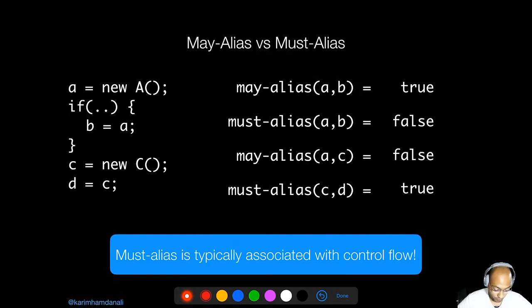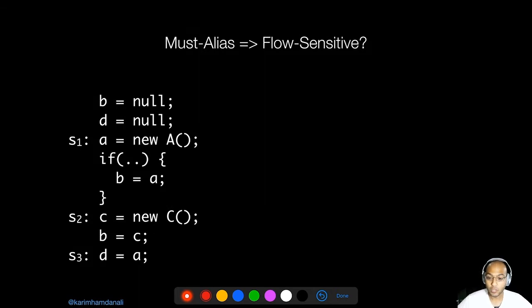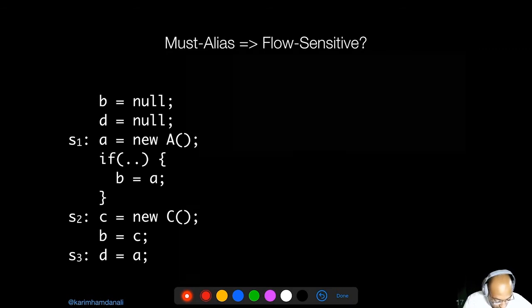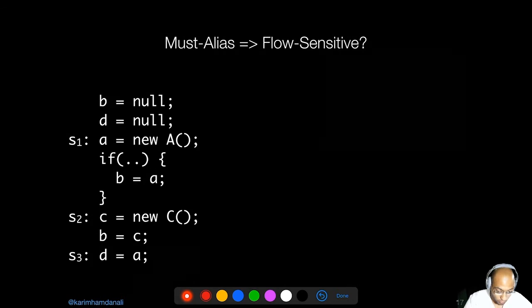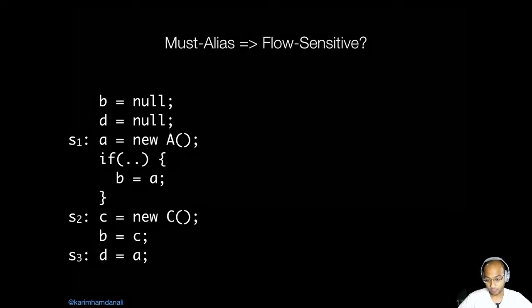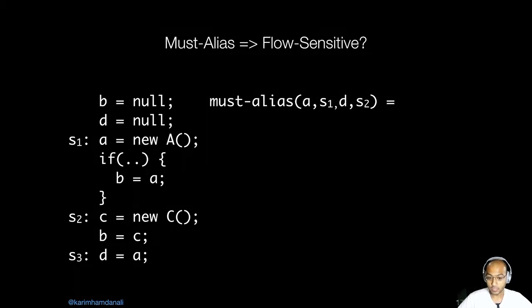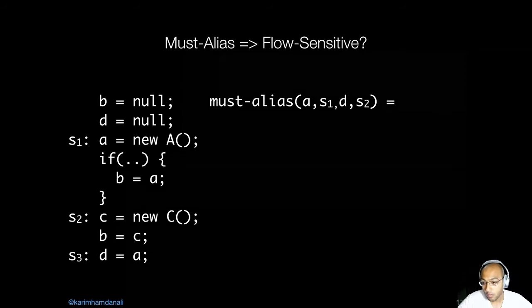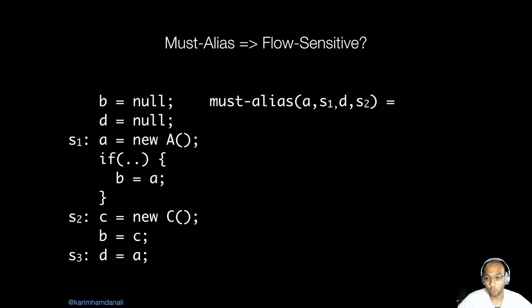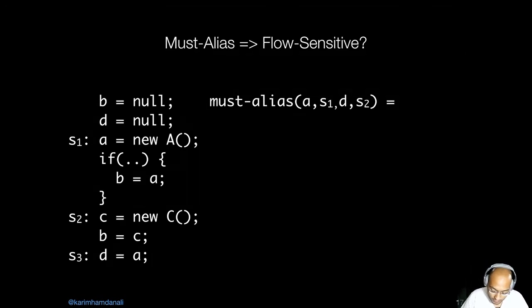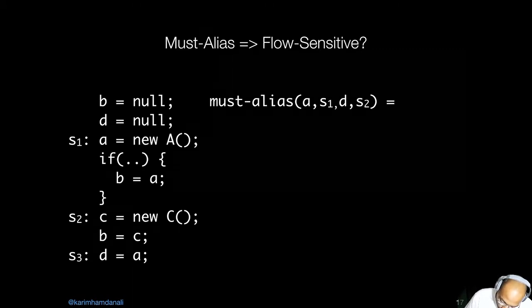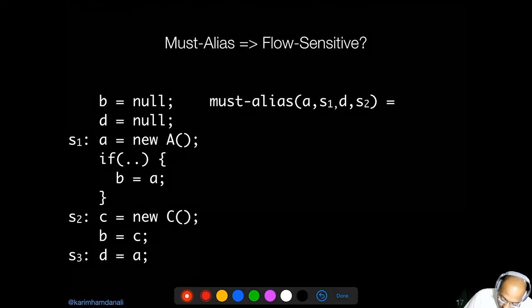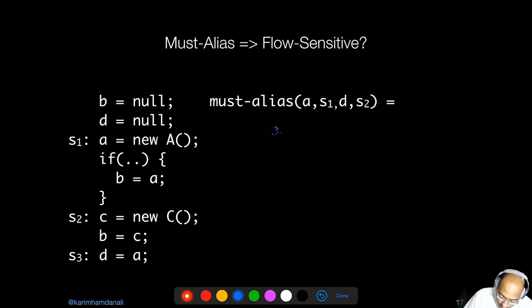All right, so must alias needs some information about the flow, and we're going to see why. In this example, we have a bunch of assignments from null, so we're assigning the null value to some variables. We have the same if condition. I just added labels to some of those statements, S1, S2, and S3, and we're going to ask a few questions. The first question is a must alias query. We can no longer have the query be generic. It has to be associated with a control flow, so here I'm saying A at S1, and this one says D at S2.